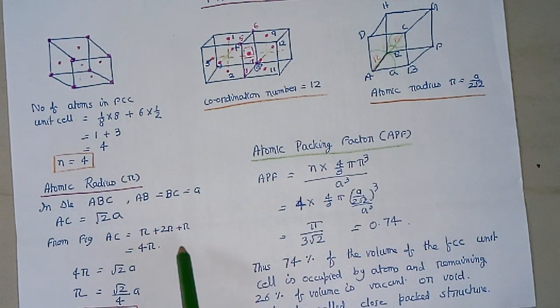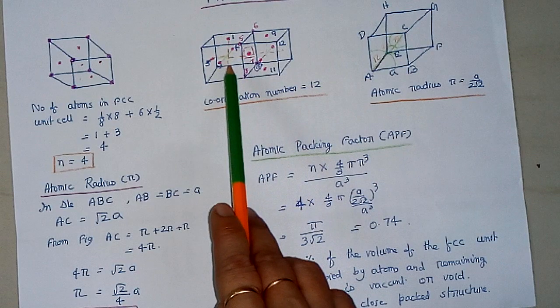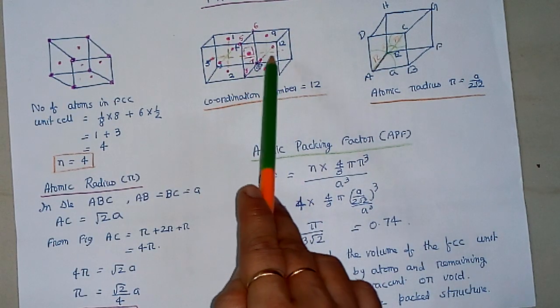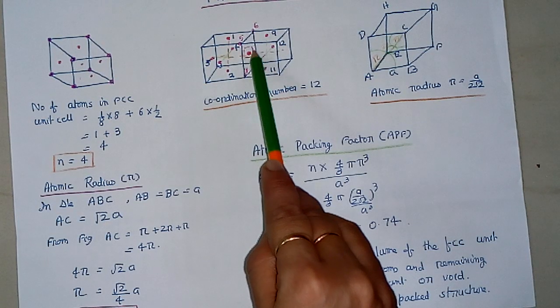Okay. Now let us see the coordination number. So what is coordination number again? That is the number of nearest neighbors of each atom. So let us consider this is one particular atom.